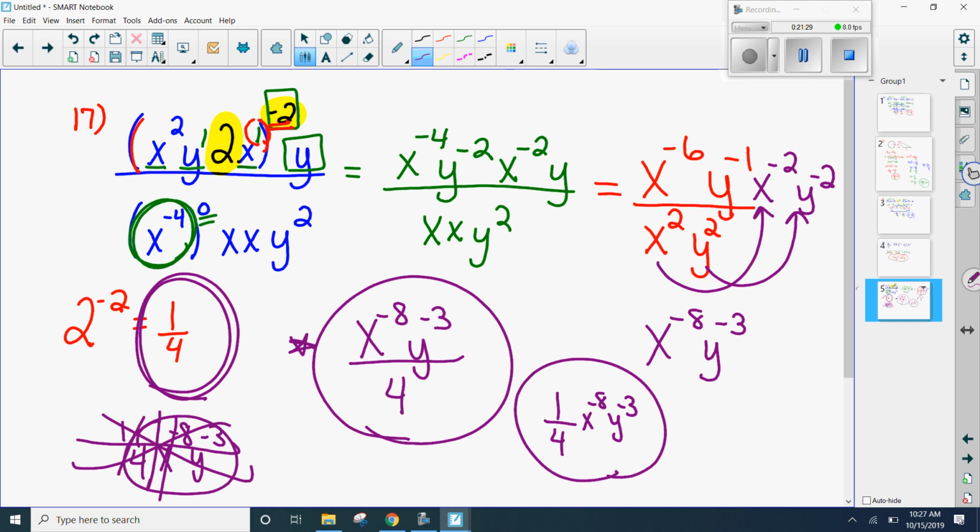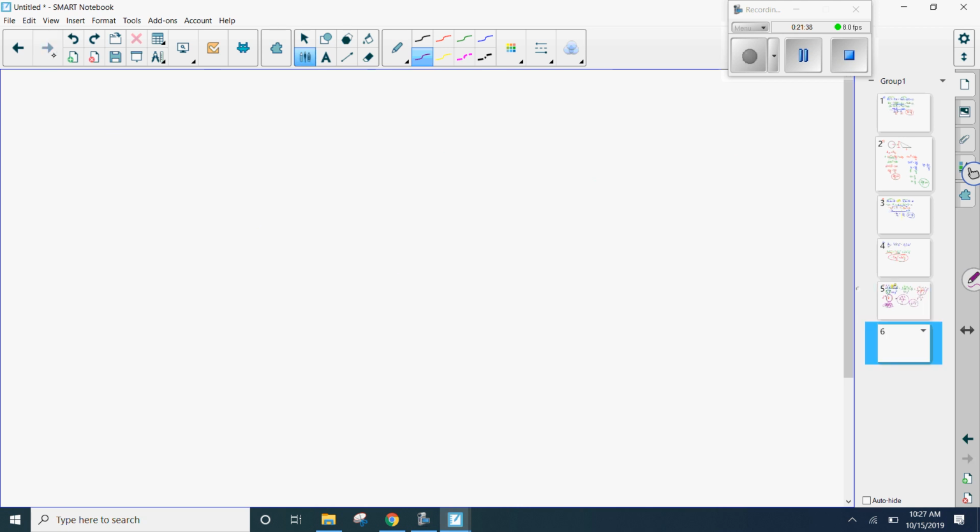Work with the numbers first. I work with the numbers first. So what's the number part on problem number 18? If you look at 18 and you just look at the numbers, you have a 3 in the numerator. What do you have in the denominator? You have negative 2 raised to the negative 2 power. Is that it for just the numbers?